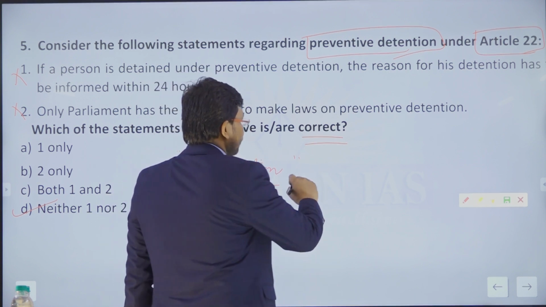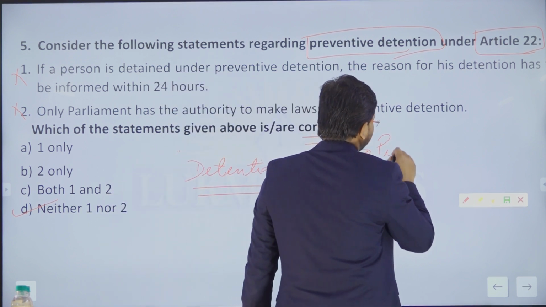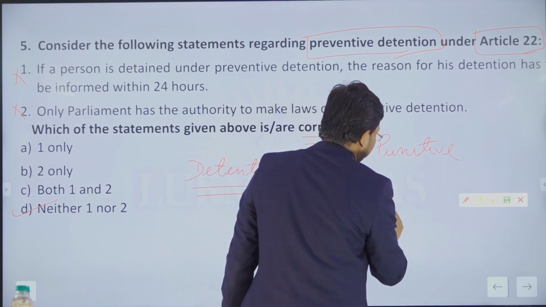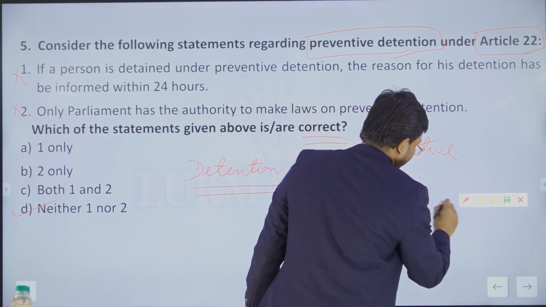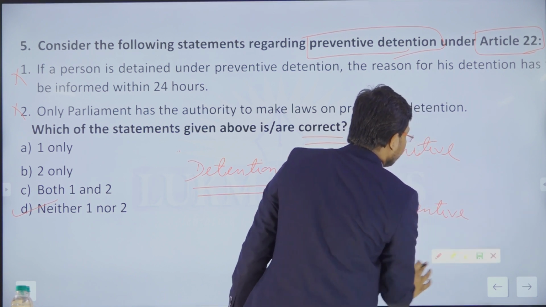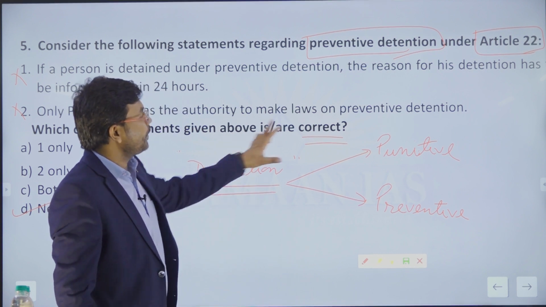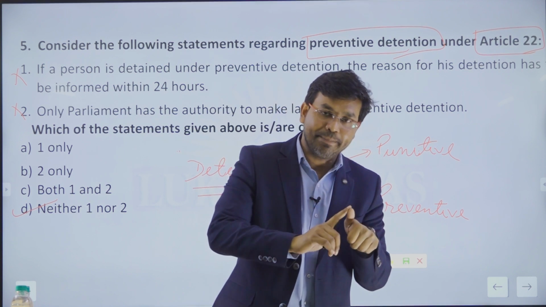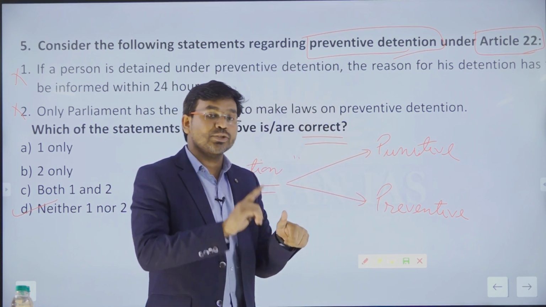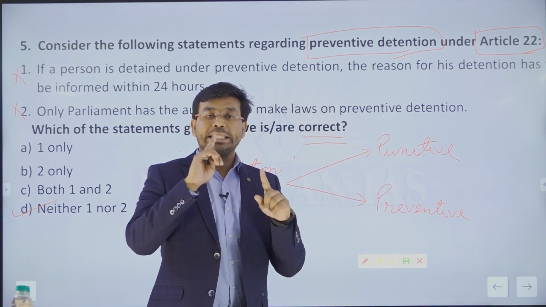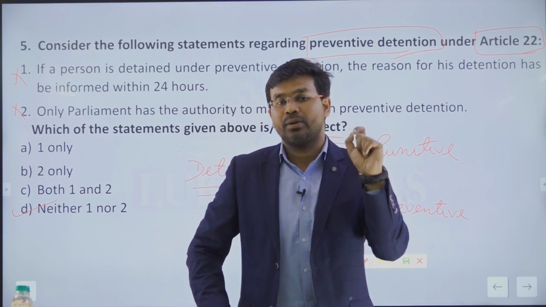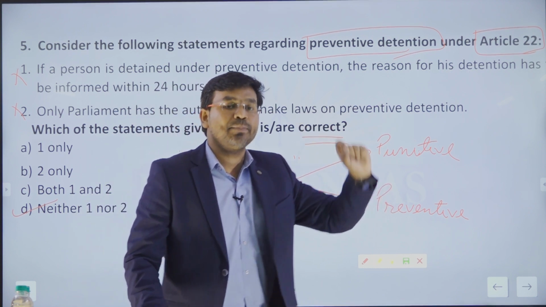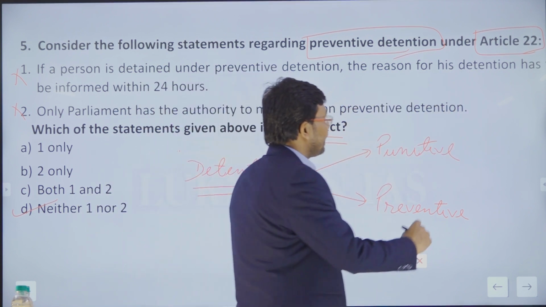One type of detention is known as punitive detention. The second one is known as preventive detention. Okay, punitive detention and preventive detention. What do we mean by punitive detention? Punitive detention means that someone has done some crime, right? He has gone through trial in a court of law, and the court of law has convicted him of the crime, and then the court of law has allowed that person to be taken into custody and put behind the bars. So that is known as punitive detention.